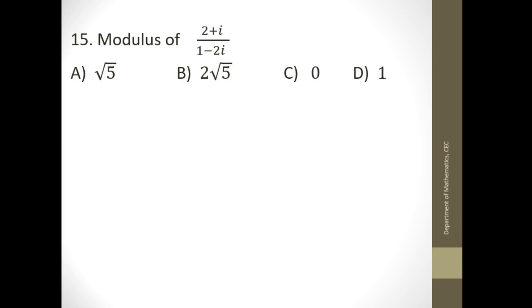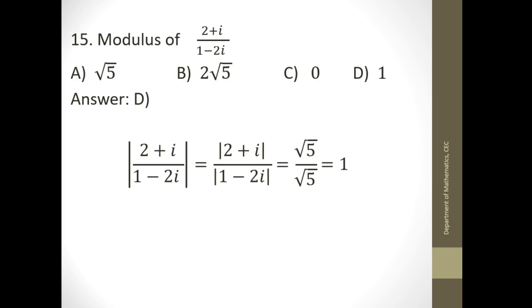The modulus of Z1 by Z2 is the modulus of Z1 by the modulus of Z2. Therefore, it is the square root of 2 square plus 1 square by the square root of 1 square plus 2 square. So the answer is 1.